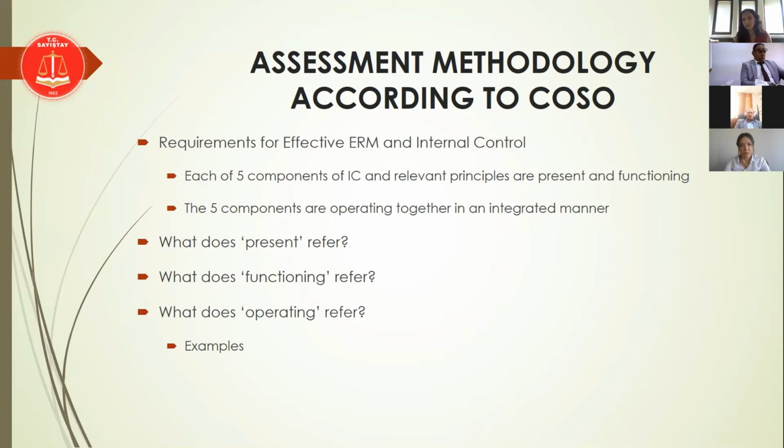So what does operating together mean? It means that all components operate together to ensure that the internal control system is effective enough to prevent material misstatements and errors.